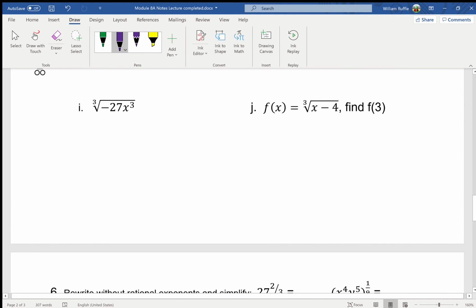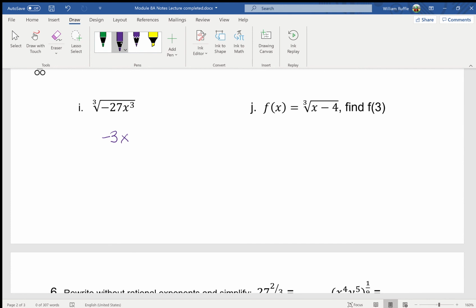Now this next one, we've got to type part of this in the calculator. The cube root of negative 27 is just negative 3. And the cube root of x cubed is x. Since that's an odd index, I do not need absolute values. And then they'll start doing some plugging in some numbers here.